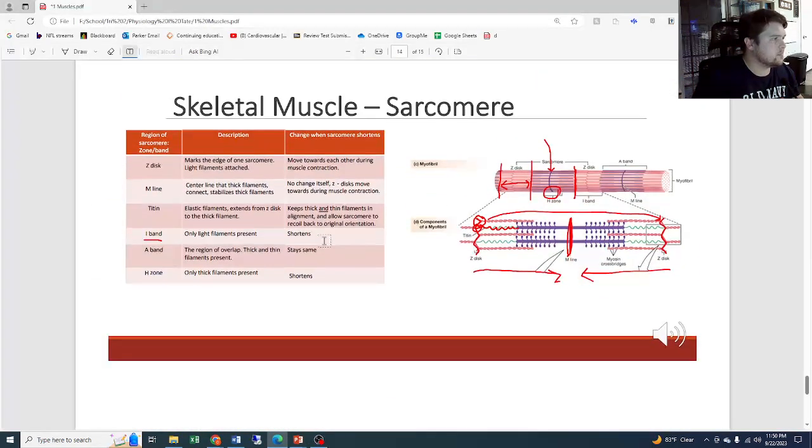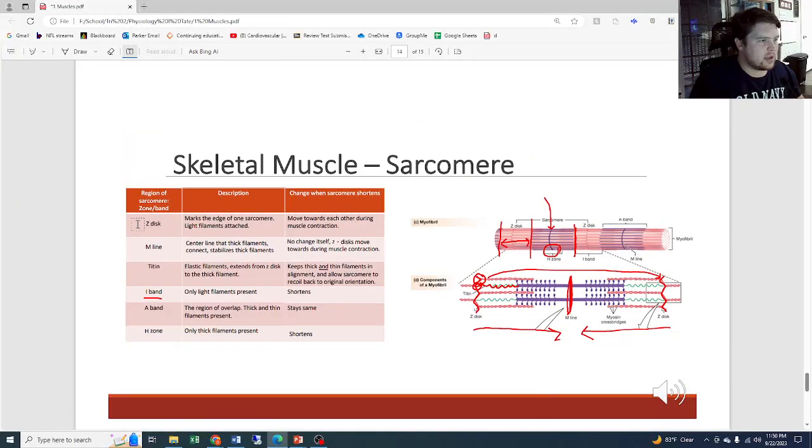Actually, he has one here. So, definitions. The Z disc itself is going to mark the edge of one sarcomere where the thin filaments attach here. This is never going to go away, but they are going to move towards each other during concentric muscle contraction.